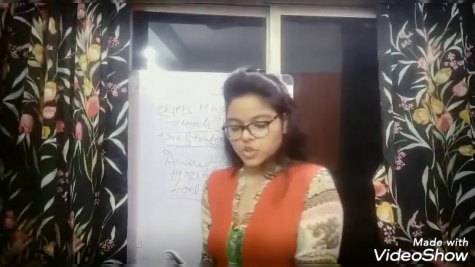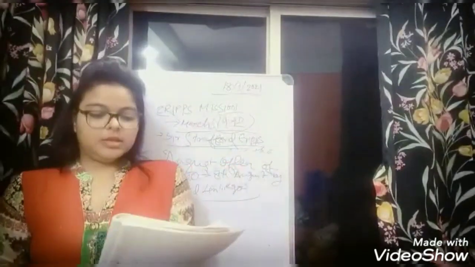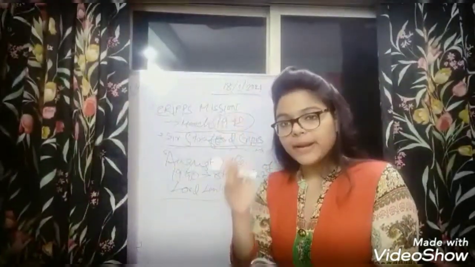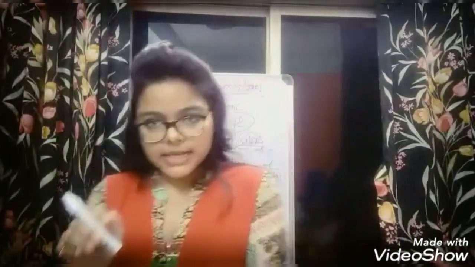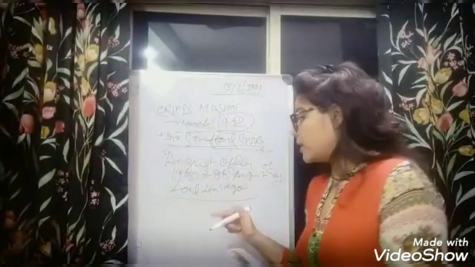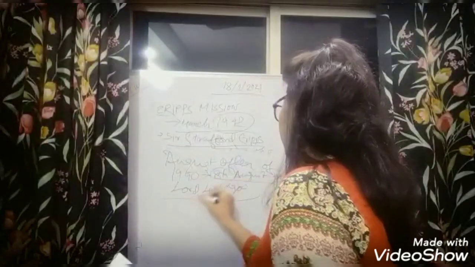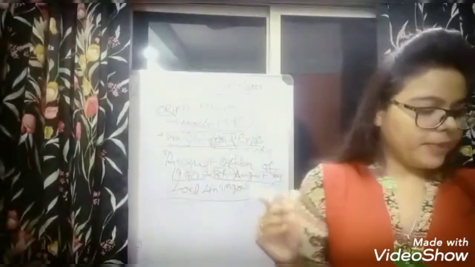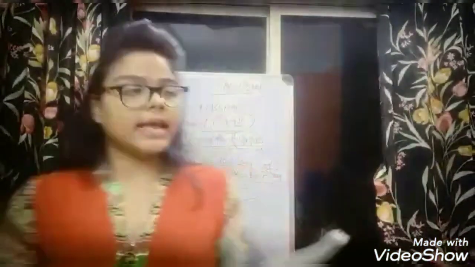What was the background of this August offer? The background was that the Congress agreed to support Britain in its war against Germany on the condition that India was declared an independent nation. In the meantime, the war situation in Europe worsened. Thus, an attempt was made to end this political deadlock. So, on 8th August 1940, Lord Linlithgow made a new offer which is termed as August offer.